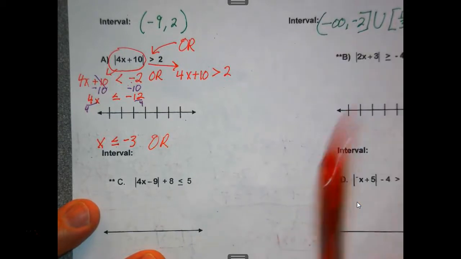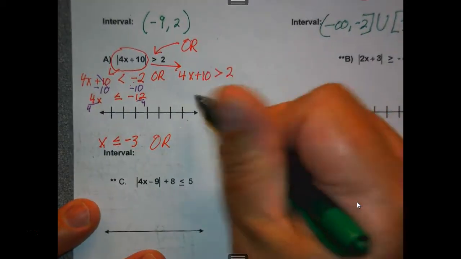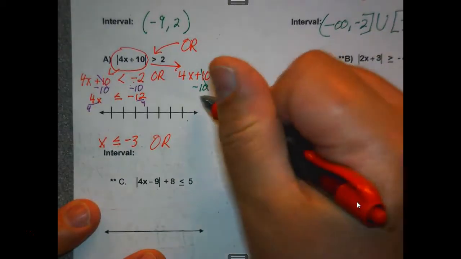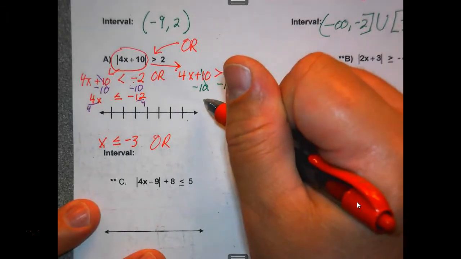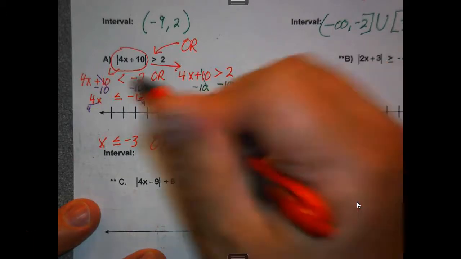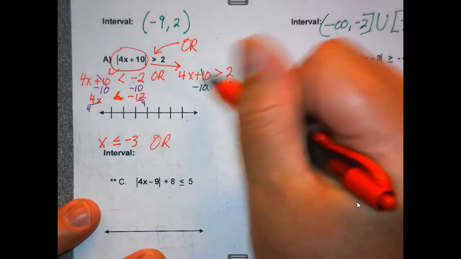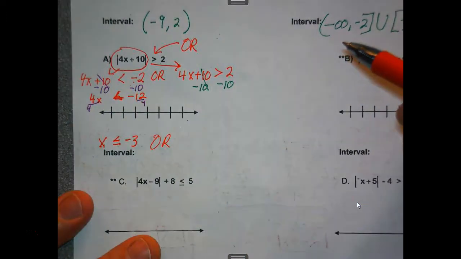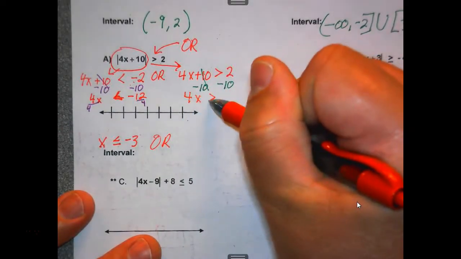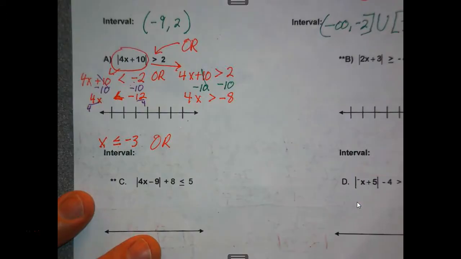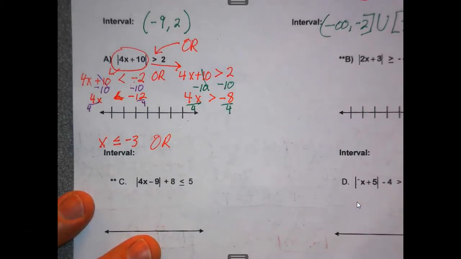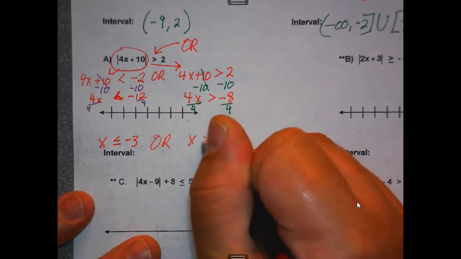Or, solve the other one. Minus 10, 4x. Am I going too fast? How did I what? Sorry, my fault. Anything else? Okay, so I get 4x is greater than negative 8. Divide by 4, divide by 4. I get x greater than negative 2.